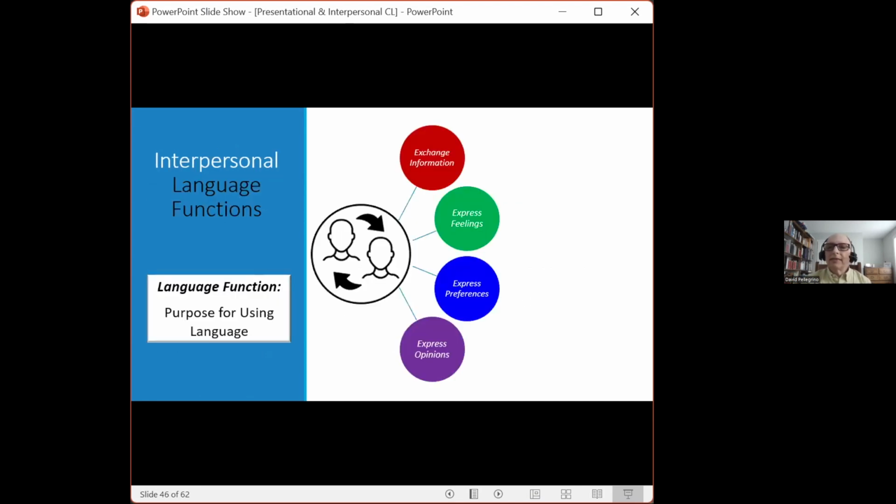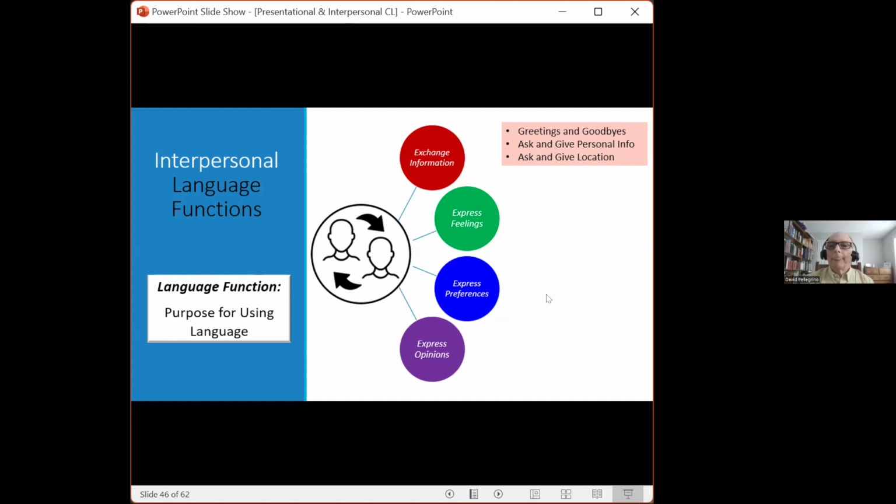Okay, so let's take a closer look at this notion of language functions. A language function is a purpose for using language. There are four functions that are described here. Exchanging information, like asking and telling about feelings, asking and telling about health, or offering gratitude.